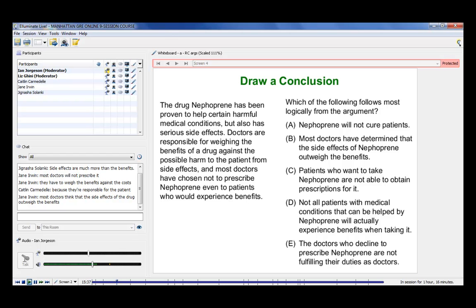Our last step is always going to be to eliminate the wrong answer. So let's start with A. Nifopramine will not cure patients. Can I conclude that? Okay, most doctors have determined that the side effects of nifopramine outweigh the benefits. Can I conclude that?